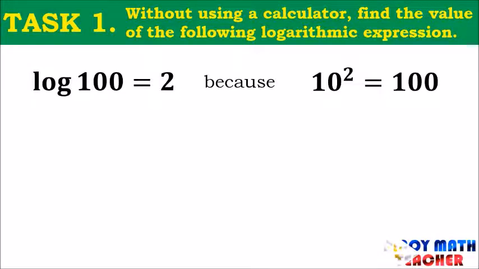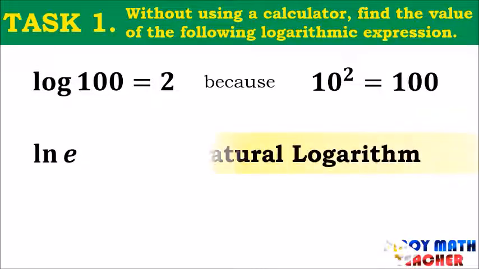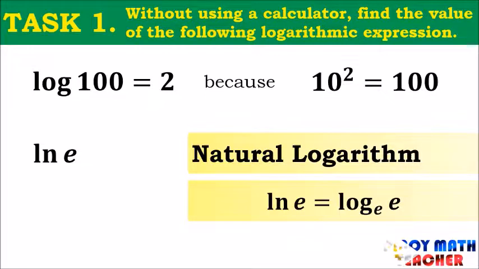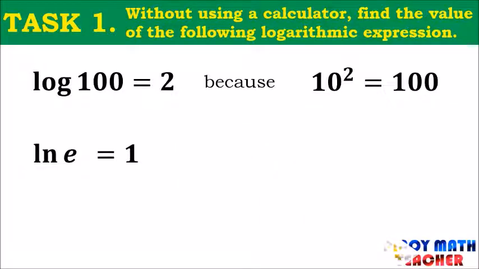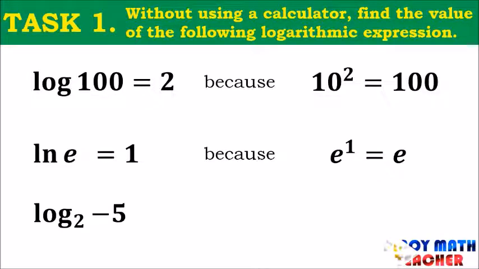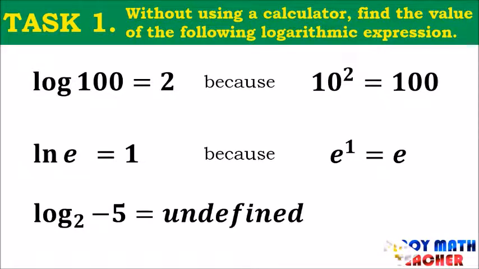Next we have ln e. So ito ay halimbawa pa rin ng logarithm. Ang tawag sa kanya ay natural logarithm. So ito yung shortcut ng logarithm pag ang base ay e or Euler's number. Ito ay mathematical constant na approximately equal to 2.71828. So ln e equals 1. Yan ay dahil e raised to 1 equals e. And last natin we have logarithm of negative 5 with base 2. So yan ay undefined. So undefined yan dahil walang exponent ng 2 ang makakapag-generate ng negative na sagot.